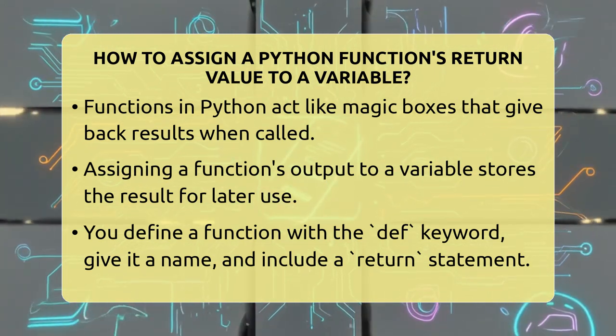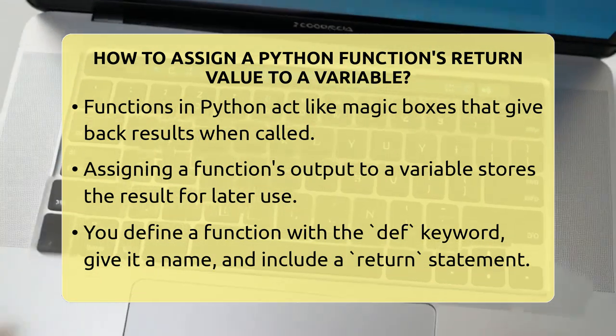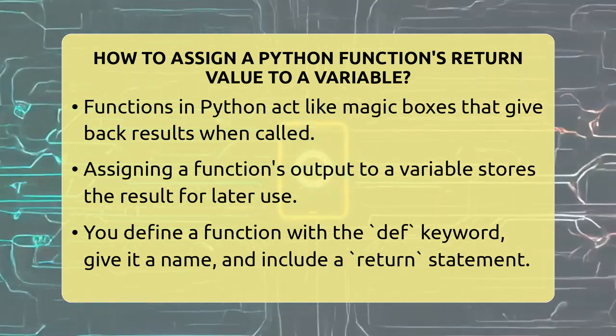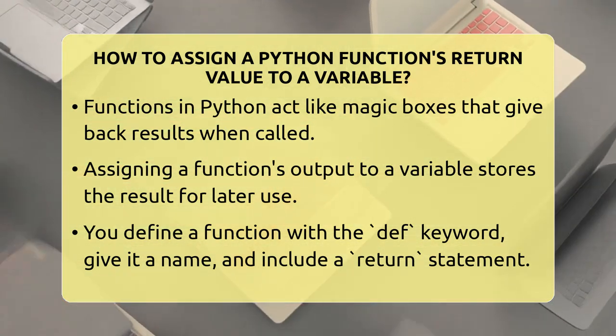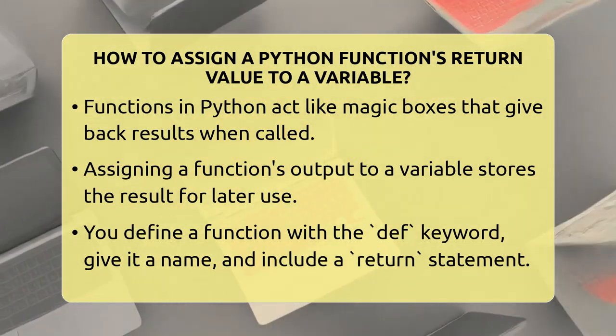The key is how you catch that result and store it for later use. That's what assigning a return value to a variable is all about. It's like writing down the answer you get so you can use it later in your program. Let's say you have a function that multiplies a number by 5. You write the function like this.